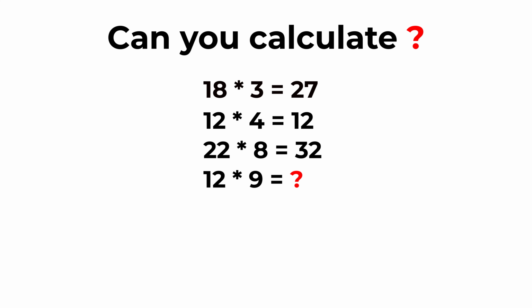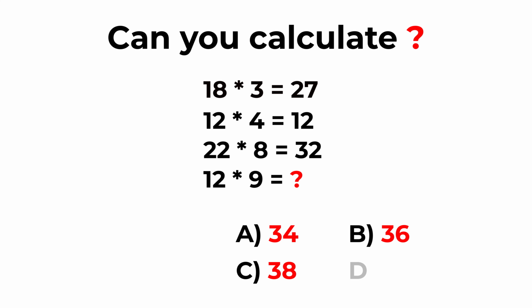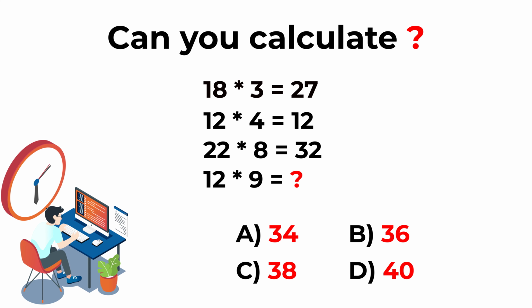You have 4 different choices. Choice A, 34. Choice B, 36. Choice C, 38. And choice D, 40. Do you see the answer? Give yourself a little bit of time as the answer may not be obvious. But in the end, I'm pretty sure you will figure it out.